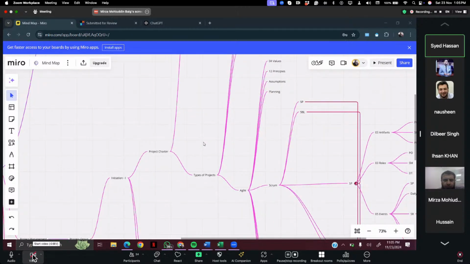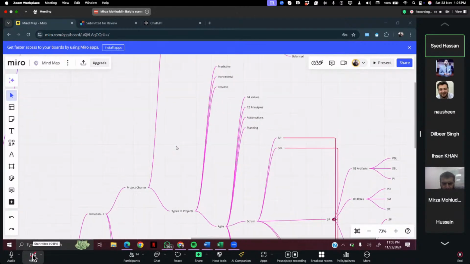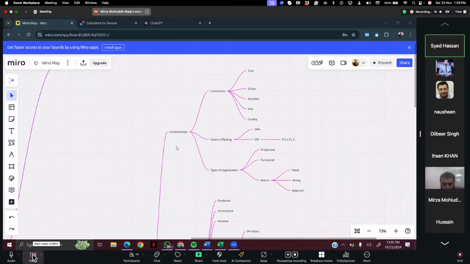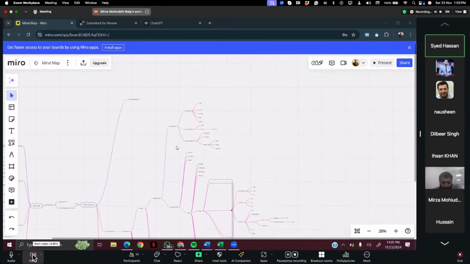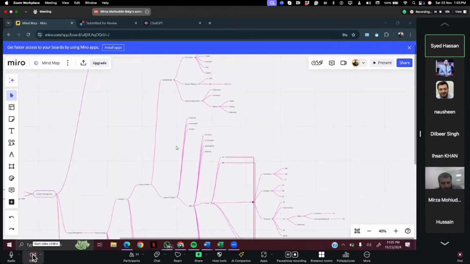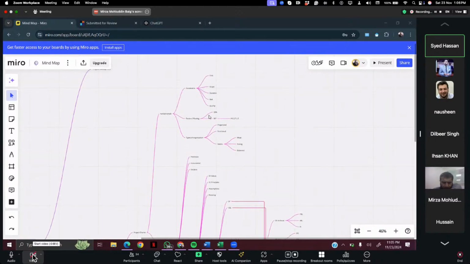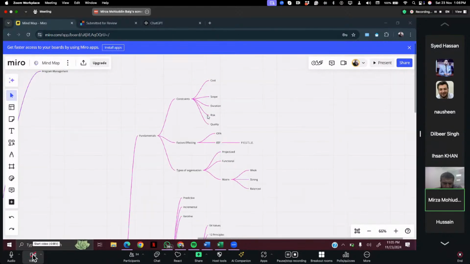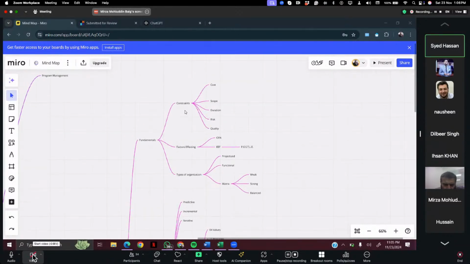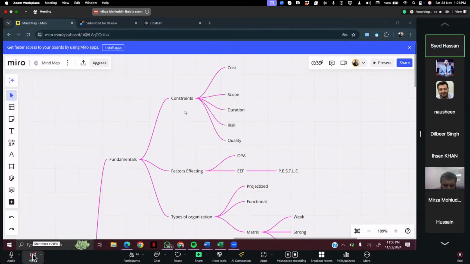Now we have started after initiation, the project charter. After this, can you zoom out the screen? It is with you. You can go to the fundamental. Now a little bit zoom in. Yes. Fundamental. It is not clear.